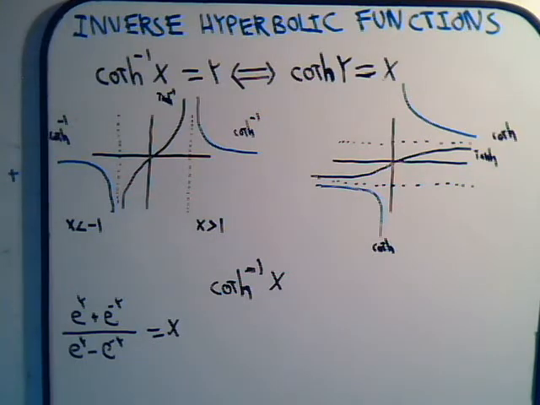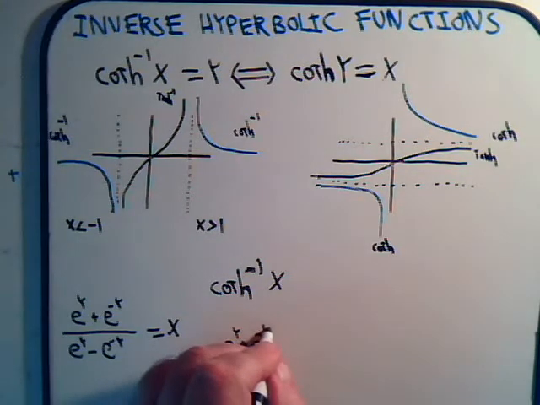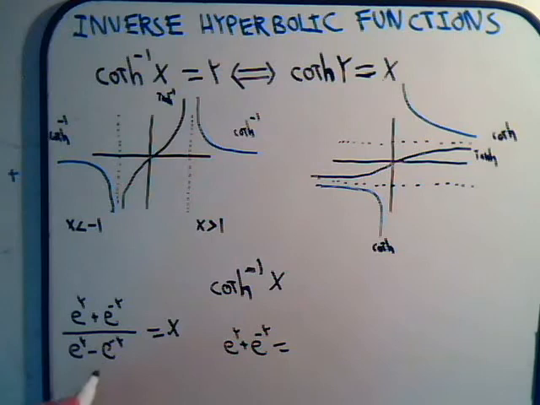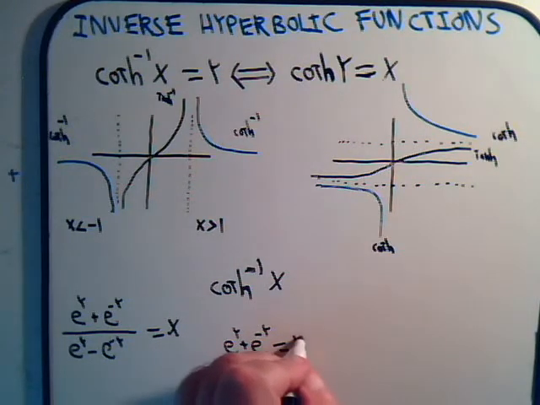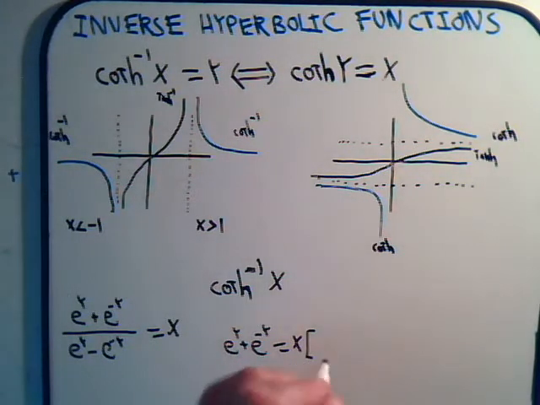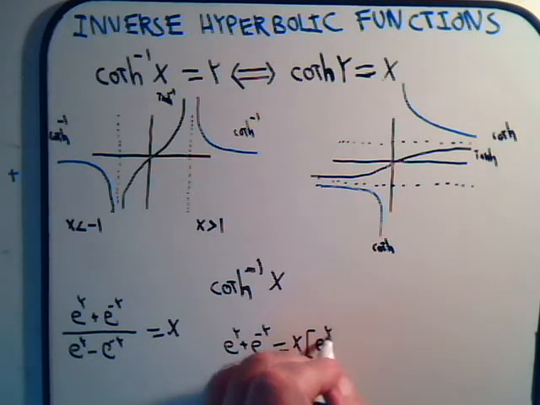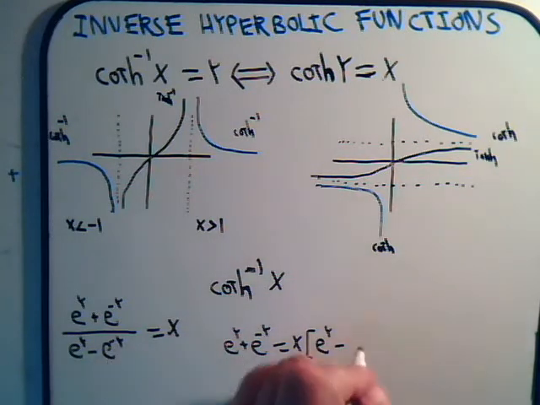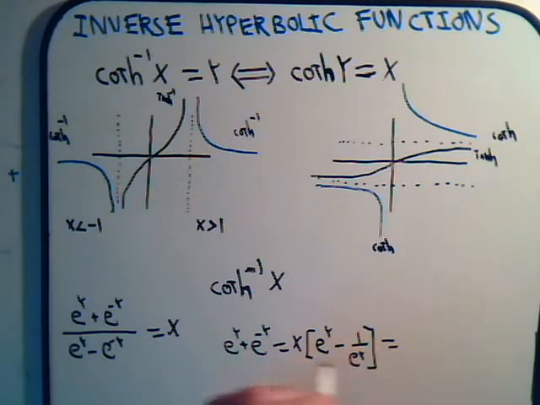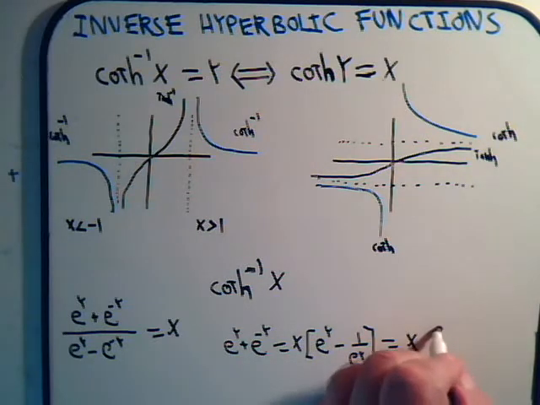equals x. We'll multiply through by this, and we'll have e to the y plus e to the negative y will equal x times e to the y minus e to the negative y, or that would be 1 over e to the y. So this will be equal to x times e to the 2y minus 1 divided by e to the y.